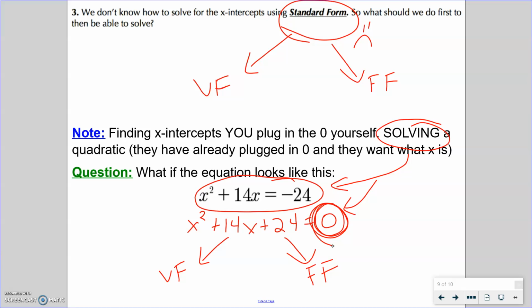So that's your first step, is you always want to move everything to one side of the equation. If you have a choice, try to keep x squared as a positive number. So sometimes you have to move it to the right side of the equation to make that happen, okay? But you'll see what I mean when you go to start your homework today.